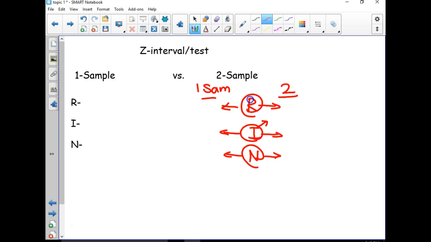So you're doing everything the same. The R is still random, I is still 10N is less than capital N. N is still NP is greater than or equal to 10, and N times 1 minus P is greater than or equal to 10. This third arrow, you have to say the 2 populations are independent. Yes, test for independence. You just have to say they are independent of each other.